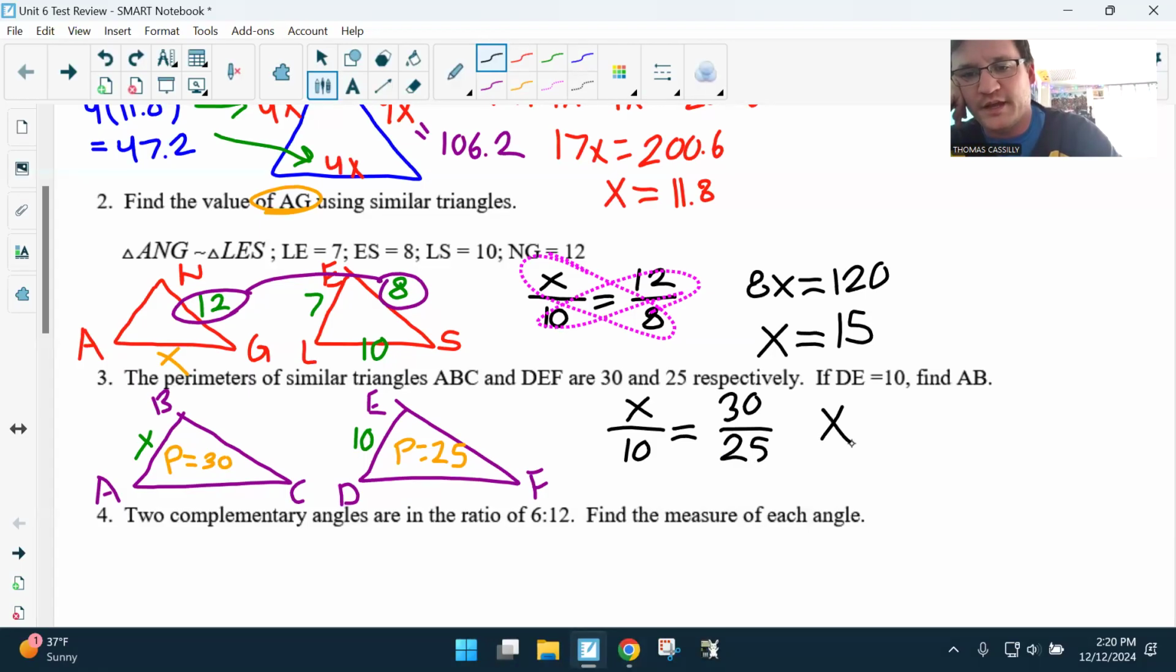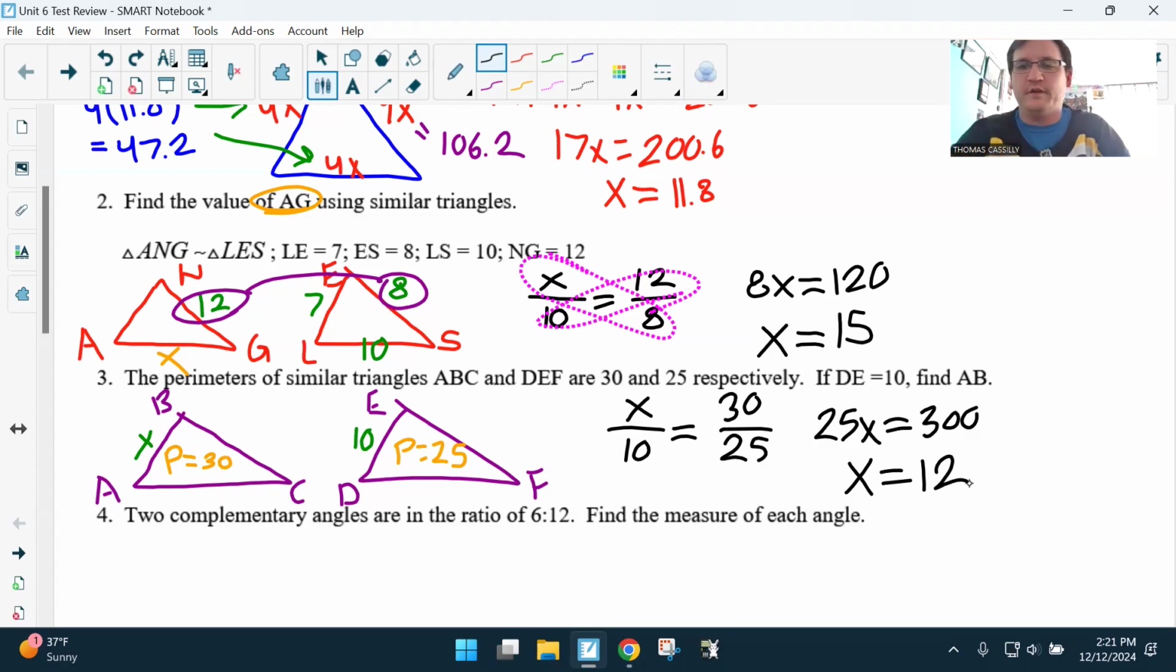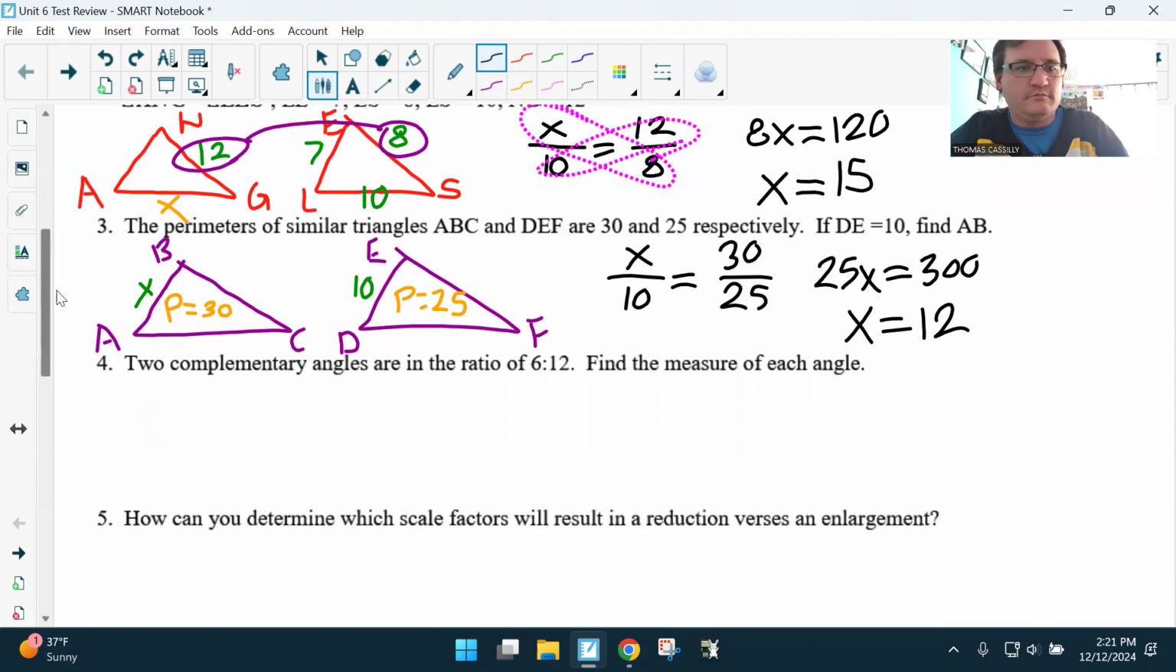So cross multiply again. You have 30x. No, you don't. You have 25x. 25x equals 300. So I believe that's a 12. X should equal 12 there. All right. And there we have it.